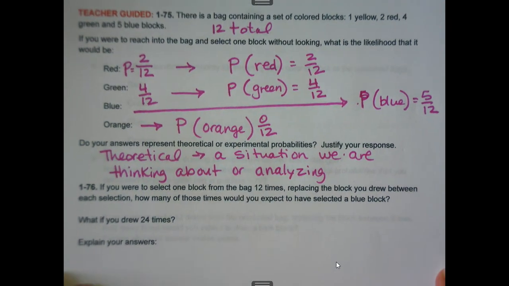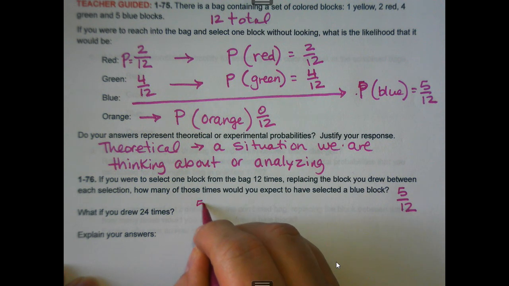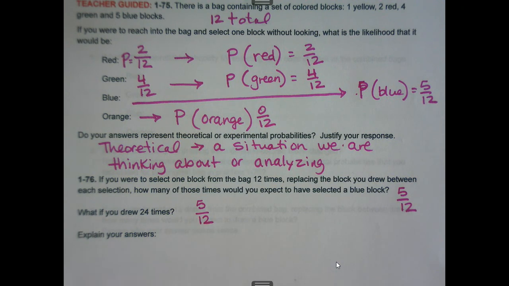All right, and then we're going to move on down to the other problem that I'm going to talk you through. If you were to select one block from the bag 12 times, replacing the block you drew between each selection, how many times would you expect to have selected a blue block? Well, if it's 12 times, I would expect to draw one 5 out of those 12 times. If I drew a blue block 24 times, well, my original theoretical probability is 5 out of 12.